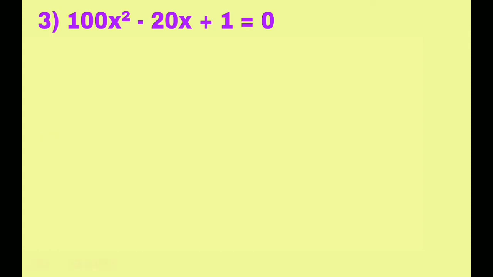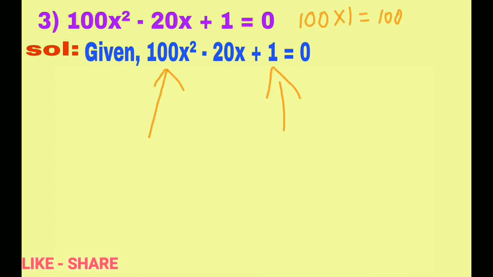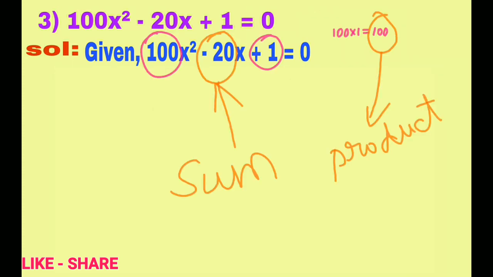100x square minus 20x plus 1 is equal to 0. In the solution, take the given equation as it is: 100x square minus 20x plus 1 is equal to 0. Now take the product of the coefficient of x square and the constant term. Here the coefficient of x square is 100 and the constant term is plus 1. Their product is 100 into 1 is equal to 100.